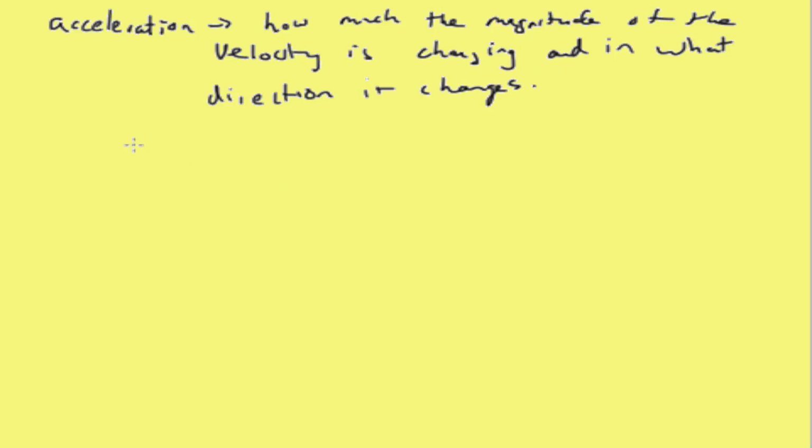So let's say that we start off with a ball that initially has zero velocity and it's going to fall downwards with acceleration due to gravity of g. Acceleration is how much the velocity changes and in what direction. The velocity is going to be increasing downwards because the ball is falling, and as time goes on it's going to get larger in magnitude, the velocity that is.